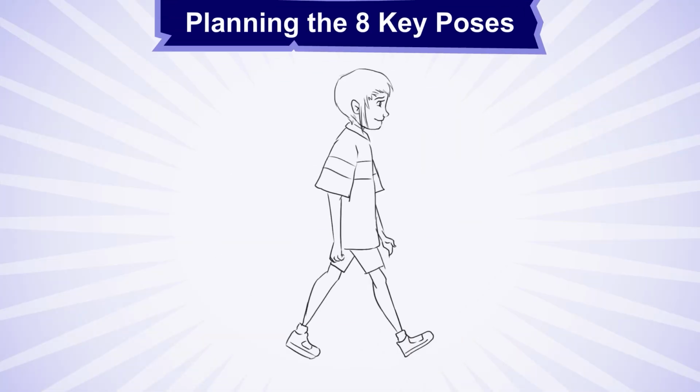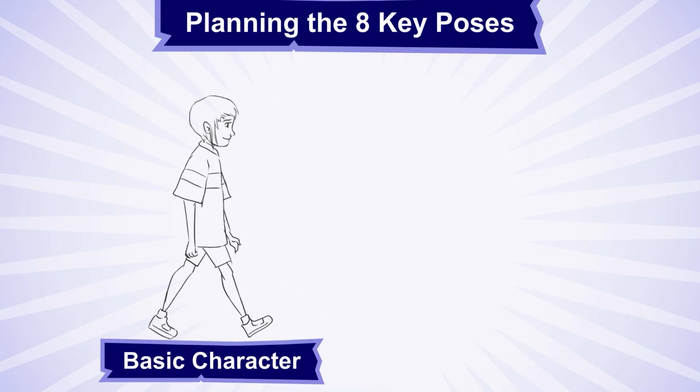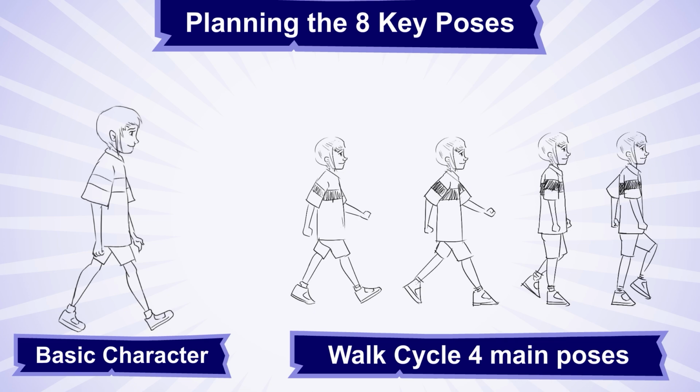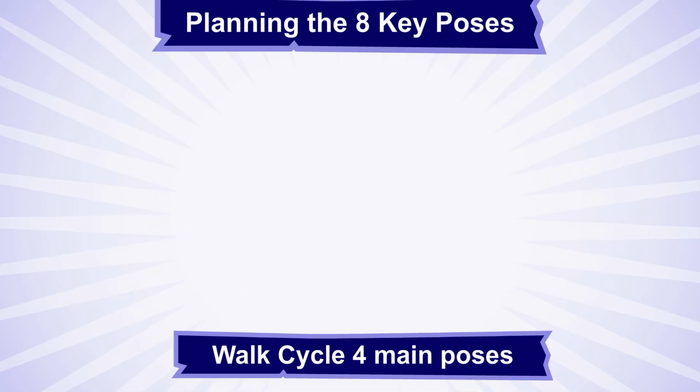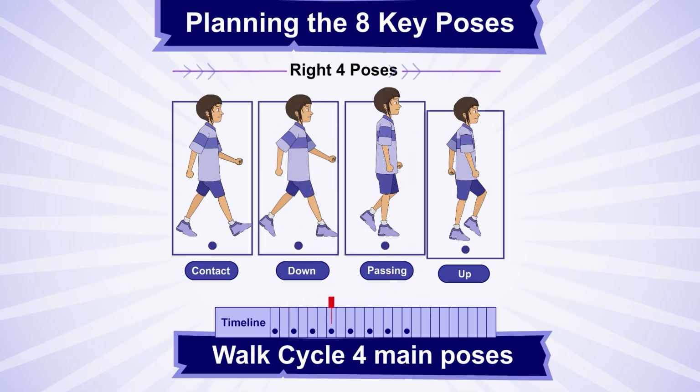Planning the 8 key poses. To make things easy, we will work with a basic character. Here's what the 8 key poses roughly look like. Now, a standard walk cycle can be broken into 8 key poses. And here's the good news. It's really just 4 poses repeated for both legs. These 4 poses are contact pose, down pose, passing pose, and up pose.